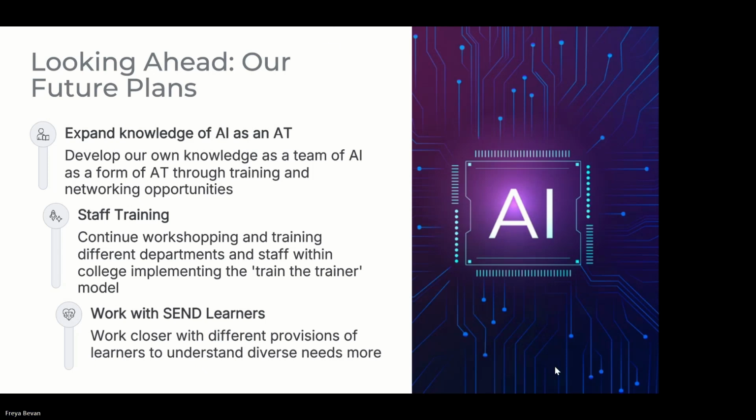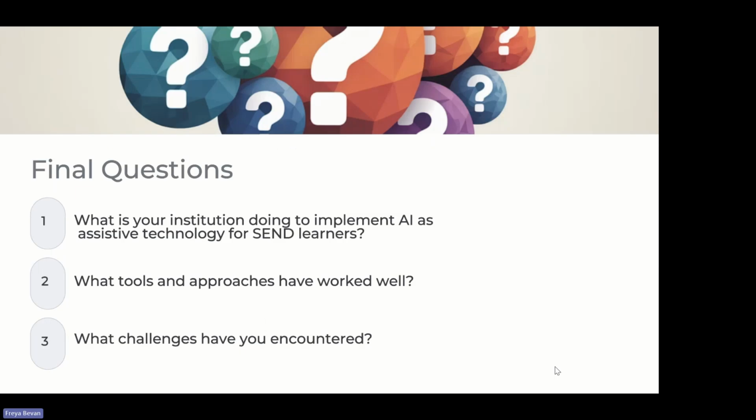So I just had some final questions. I've talked a bit about how, as a college, we are looking into how AI can be used as a form of assistive technology. We are still very much in the learning process as a college. We're still exploring things. So it would be great to know what your institutions are doing to implement AI specifically as a form of assistive tech, what the processes for the college are, what tools have worked well and what challenges you have encountered as well.